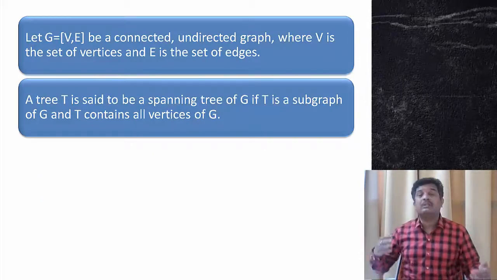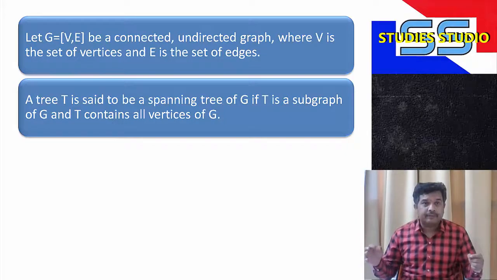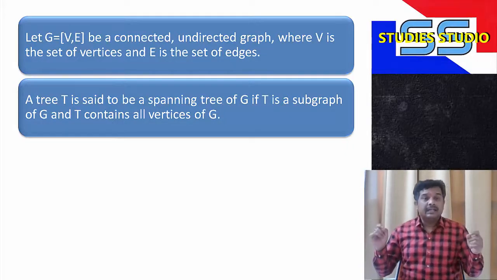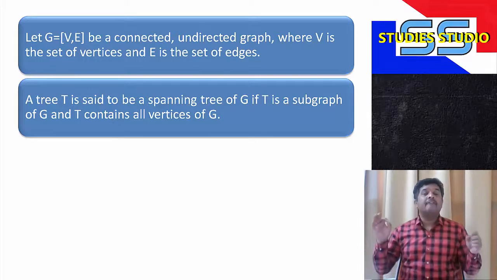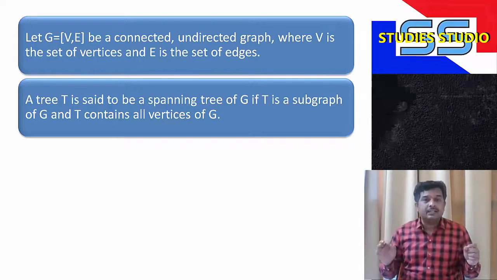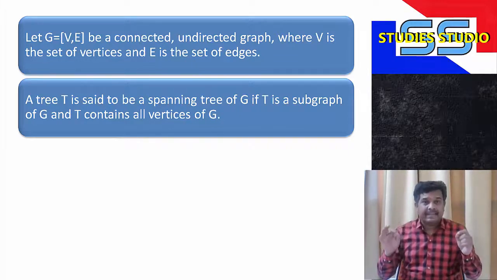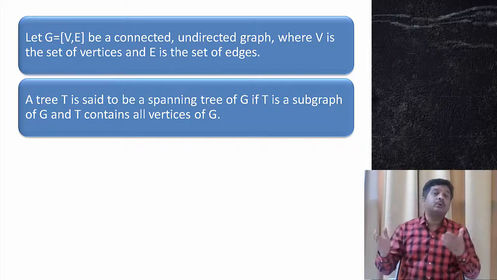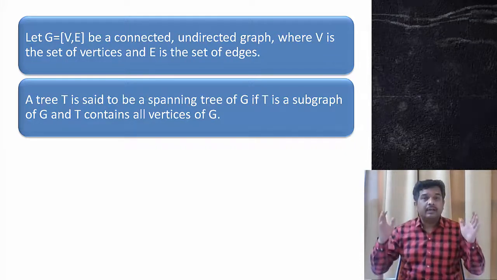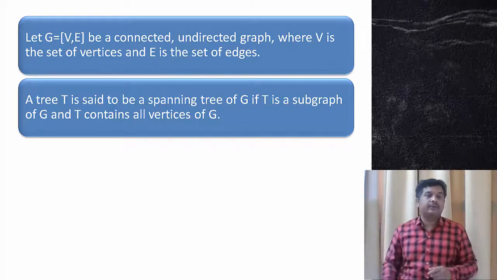Before we try to learn about Kruskal's algorithm, let us try to understand what a spanning tree is first. Let G(V, E) be a connected and undirected graph, where V is a set of vertices and E is a set of edges. If we construct a tree which is a subgraph of the graph G and which contains all the vertices of G, then I'll say that T is a spanning tree.